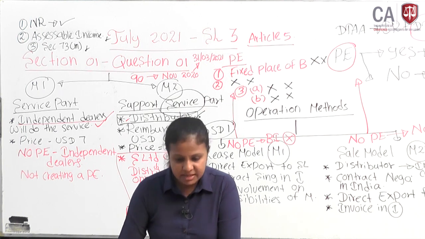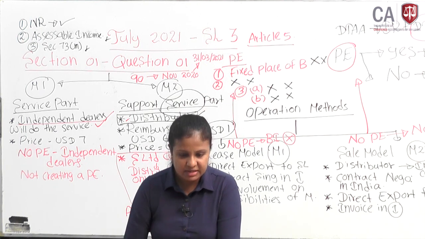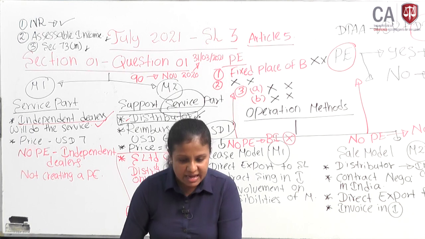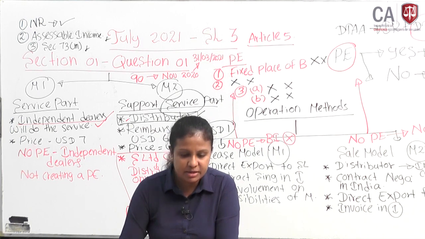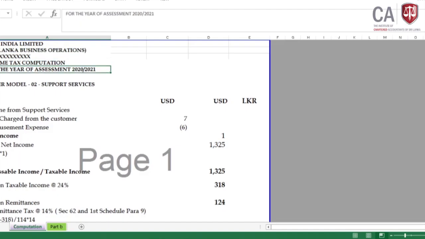Here the computation. Seiki India Limited, Sri Lanka Business Operations, TIN number, income tax computation for the year of assessment 2021, your concerned year of assessment. Under model 2, support services.